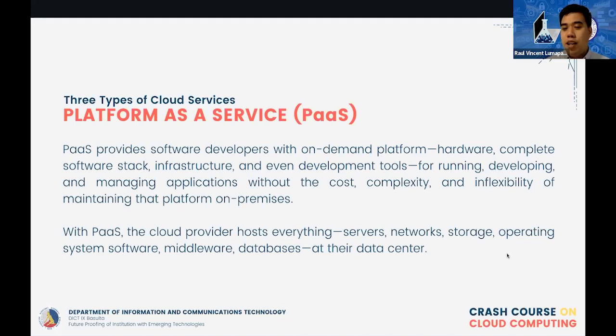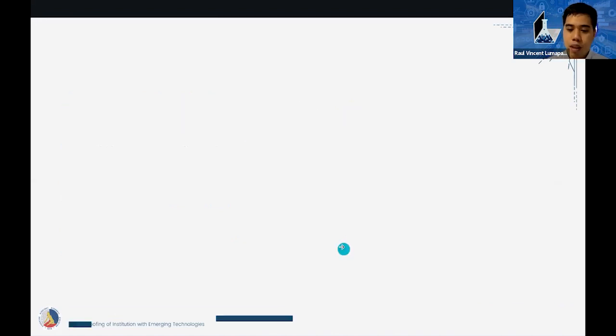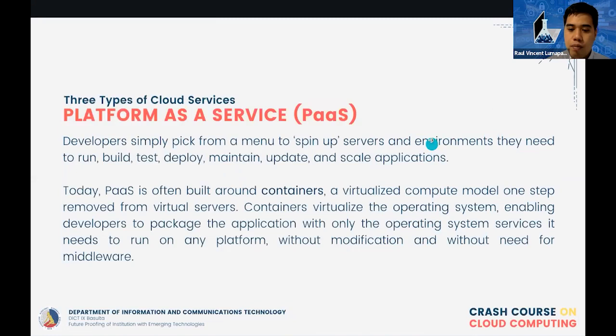So there is an advantage of really availing PaaS if you have an ICT team to work on software, but you don't have the resources to put up your own ICT infrastructure on site. So developers simply pick from a menu to spin up servers and environments they need to run, build, test, deploy, maintain, and update and scale applications.